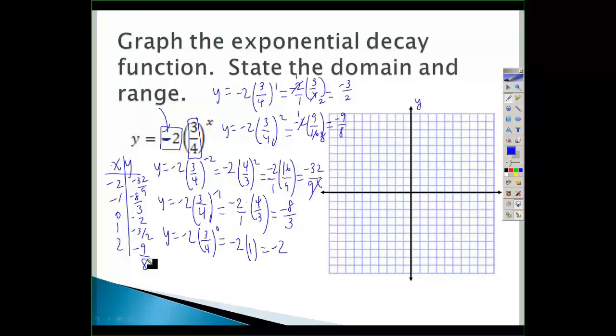And let's take a look here at our graph. We're going negative 2, negative 32 ninths. 1, 2, 3, a little more than 3. All right, negative 1, negative 8/3. A little more than 2. 0, negative 2, right there. 1, negative 3/2, right there. 2, negative 9/8, getting closer. Okay, and it's going to get closer and closer and closer to 0 actually.